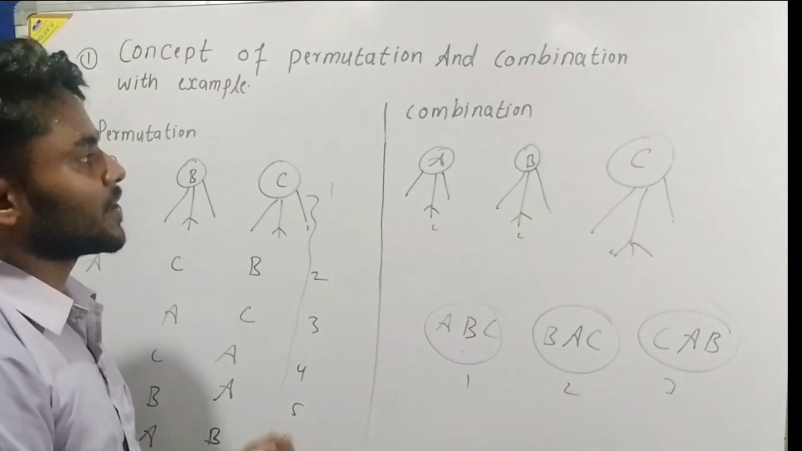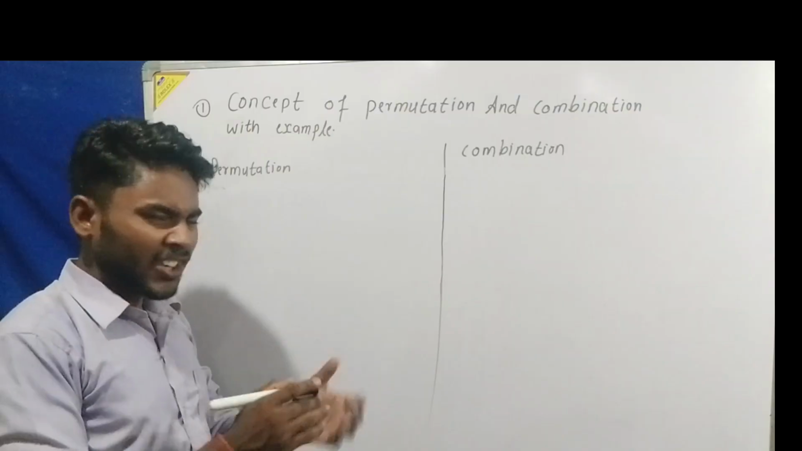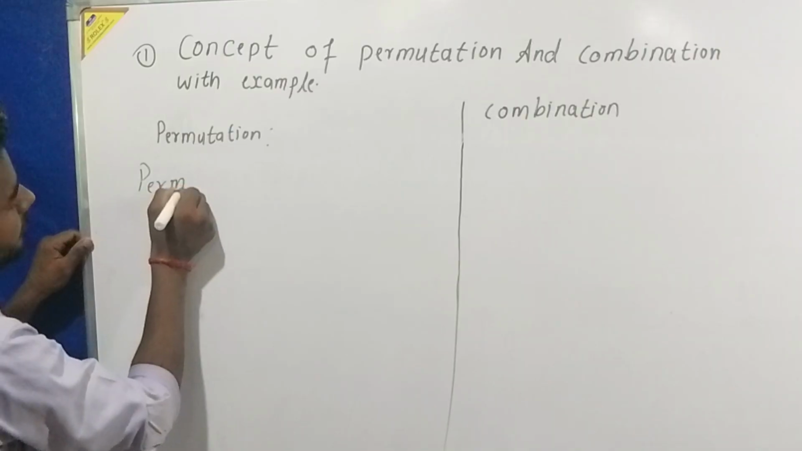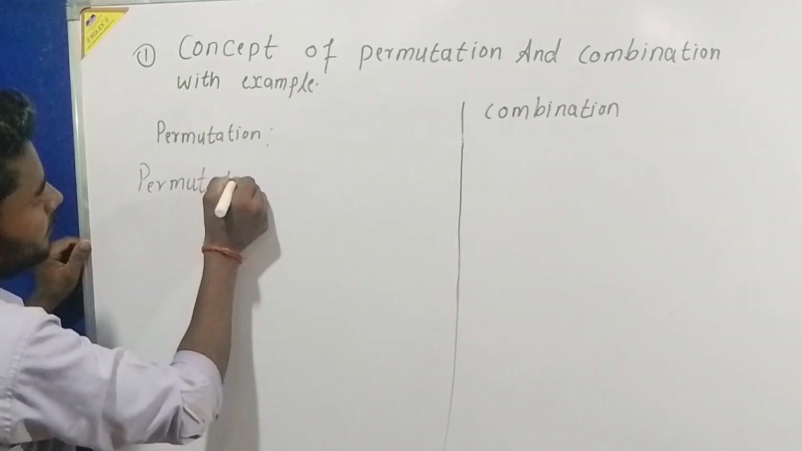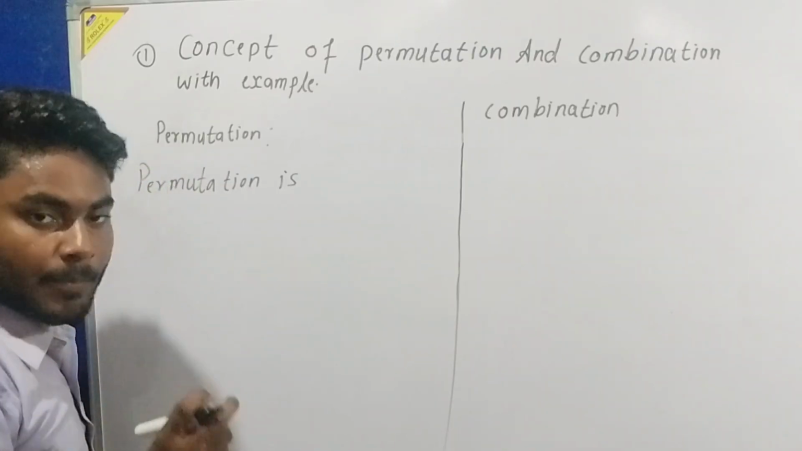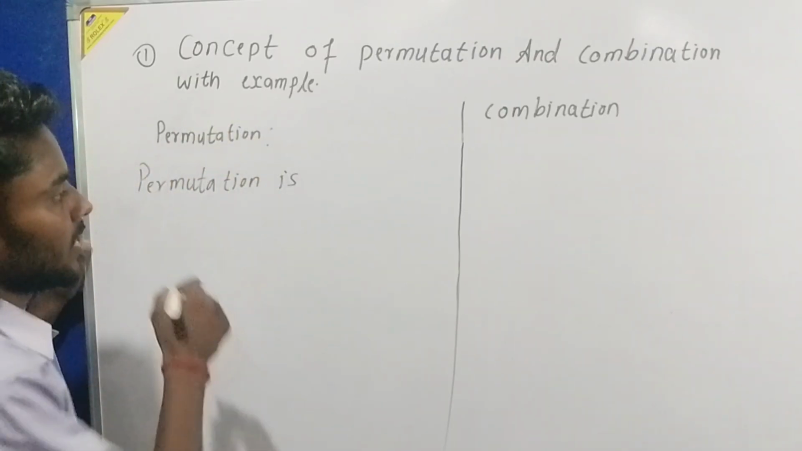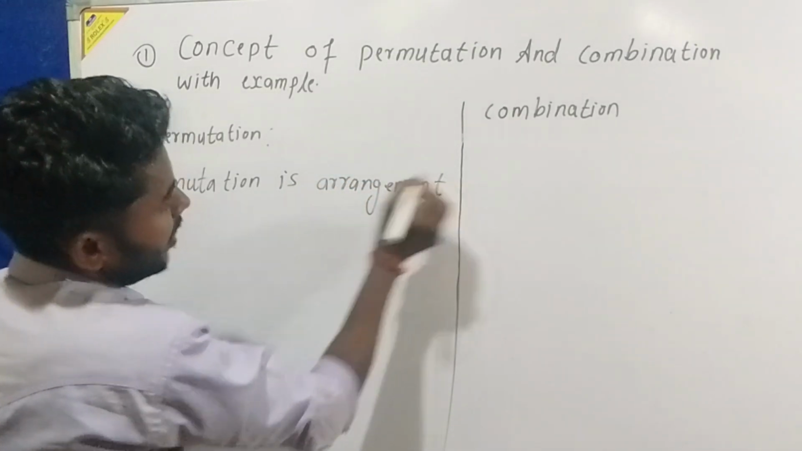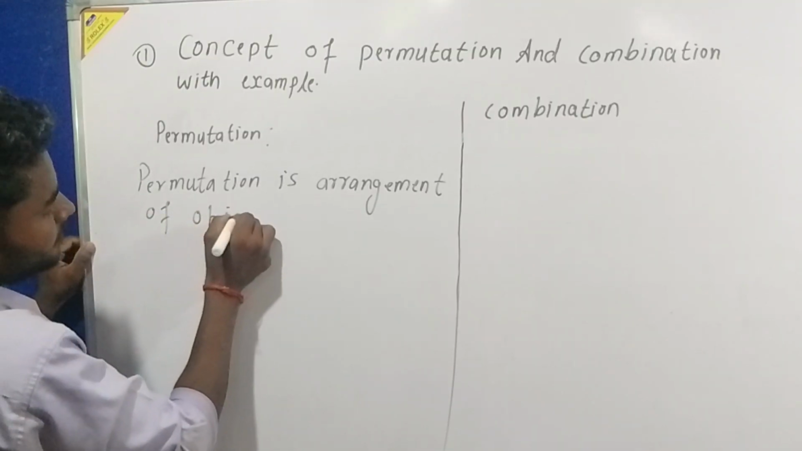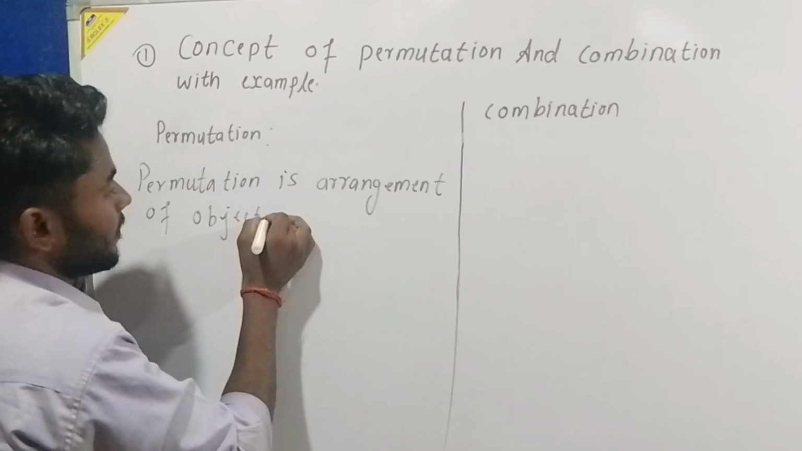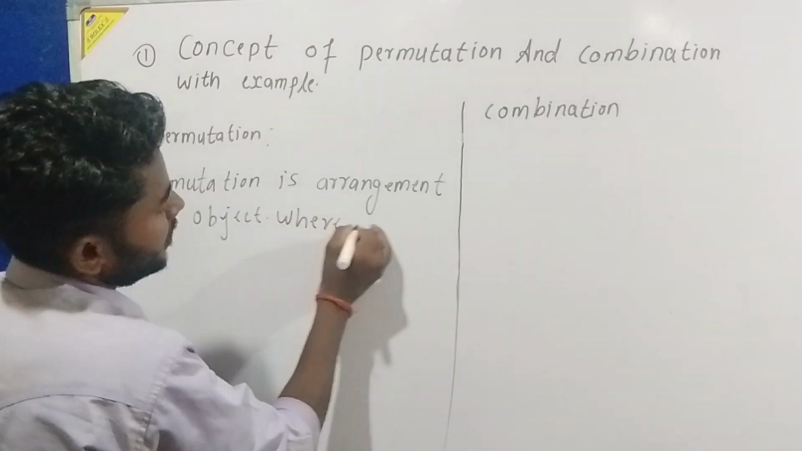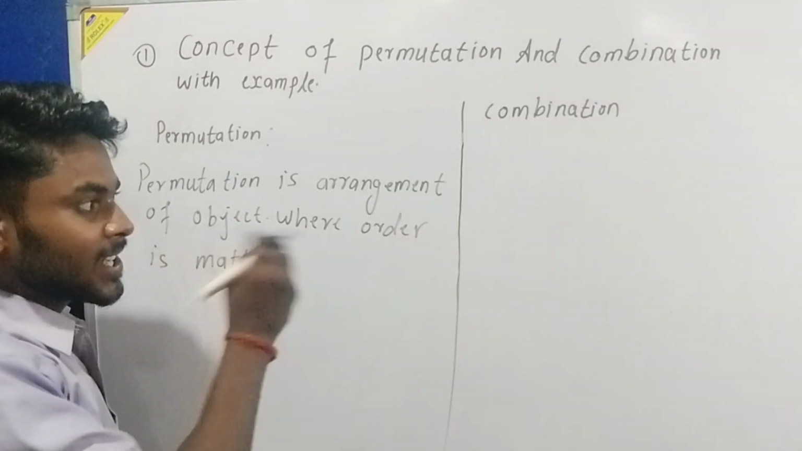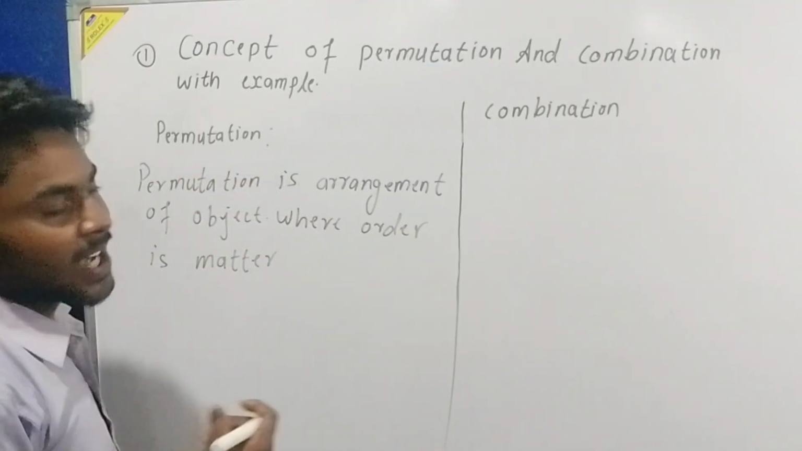So let's write some differences between permutation and combination. In conclusion, we can say that permutation is an arrangement of objects where order matters. If we change the order, another arrangement becomes. That's why order matters.